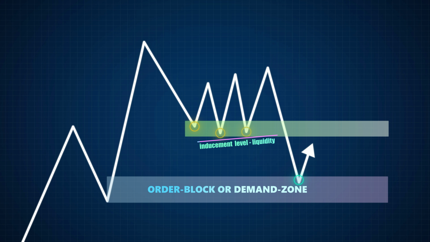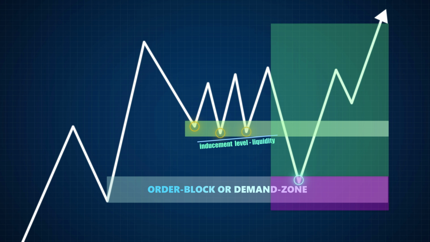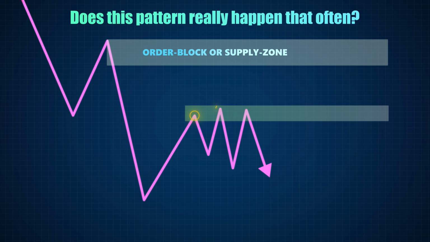It's simple. Instead of buying at the inducement level like most retail traders, we wait for price to dip into the real order block. We place our buy limit inside the major order block, ensuring we only enter if price taps into the true demand zone. And here's the best part. If price never reaches the order block, we don't take the trade. No unnecessary risks, no chasing price. Now I know what you're thinking. Does this pattern really happen that often?